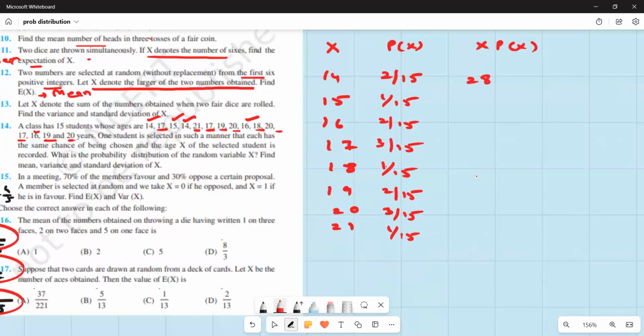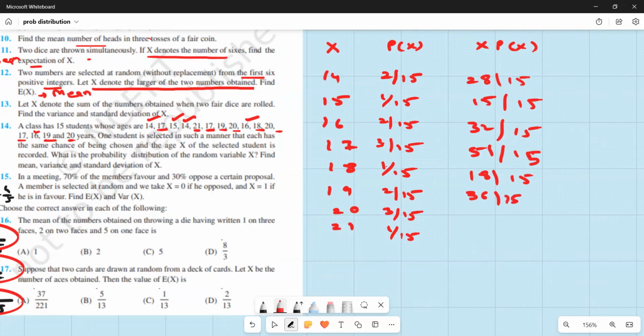So find out XPX. So this is 28 by 15, 15 by 15, 32 by 15, 51 by 15, then 18 by 15, then 36 by 15, then 60 by 15, and then 21 by 15. Add all and divide by 15. So you will get the answer. Clear? Find out sum and bring it to the lowest term, that will be the mean.